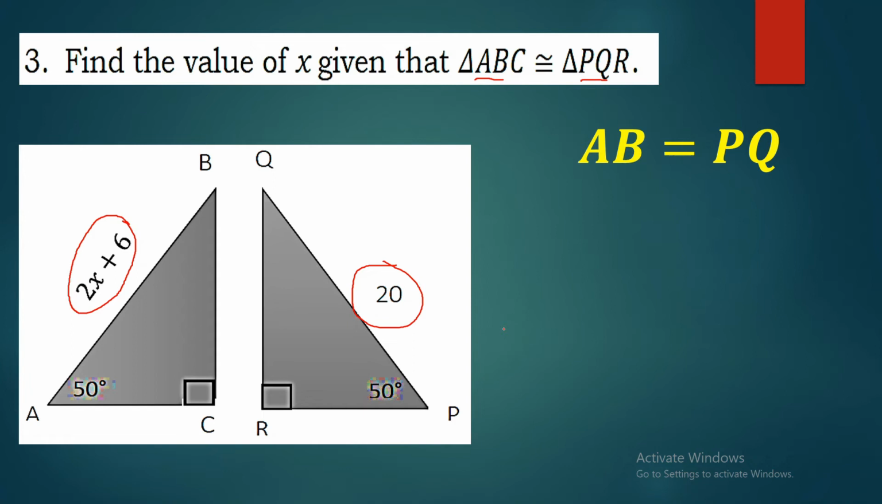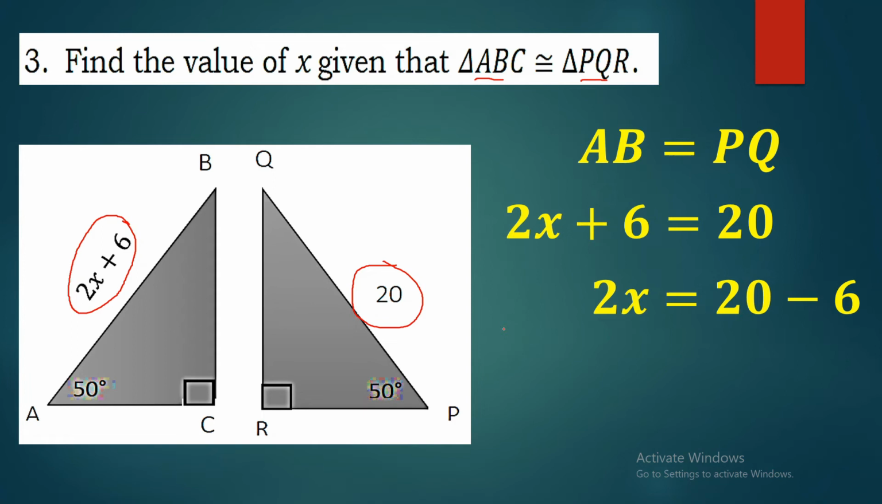By substitution, we now have 2x plus 6 is equal to 20. Solving for x, we have to transpose positive 6 to the right side. So we now have 2x is equal to 20 minus 6. And 20 minus 6 is 14. So we now have 2x equals 14. Then dividing both sides of the equation by 2, we have x equals 7. Therefore, the value of x on the given problem is 7.